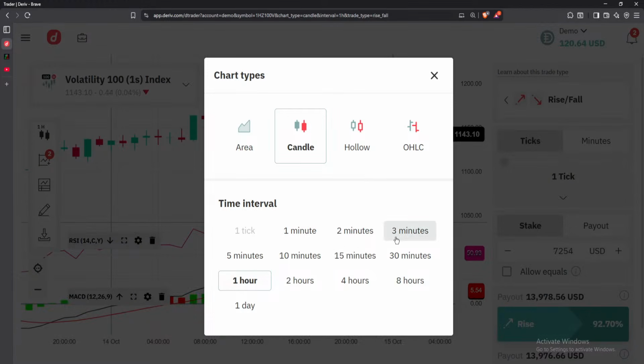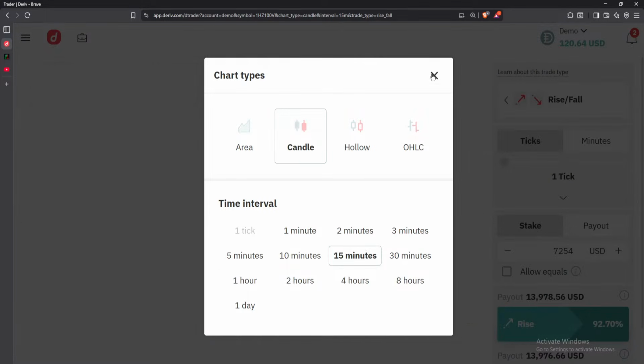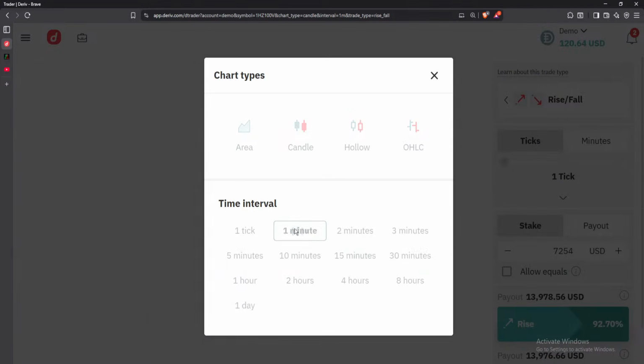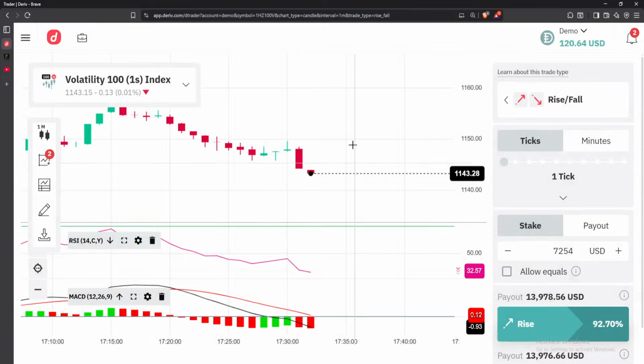If I select 15 minutes, I will see how the market has been moving for the last 15 minutes. When I select 1 minute, I will see how the market is moving per minute. This is where you have to ensure your bot is set to a time interval of 1 minute, where basically it looks at how the market is moving per minute. So ensure your bot is always set to that 1 minute time frame.